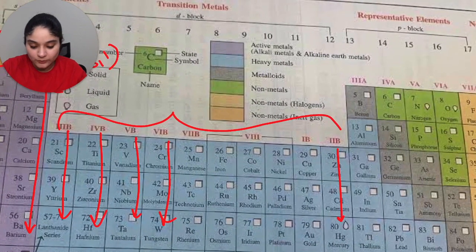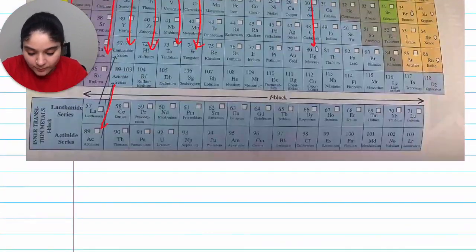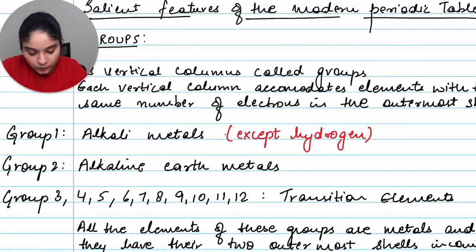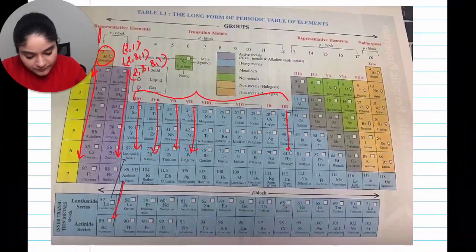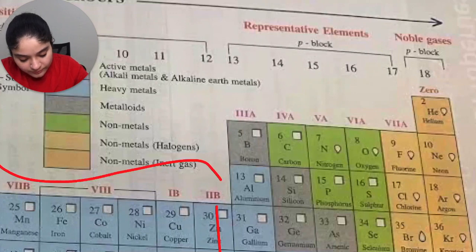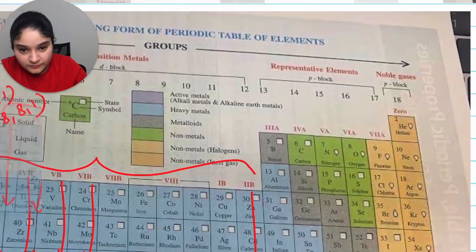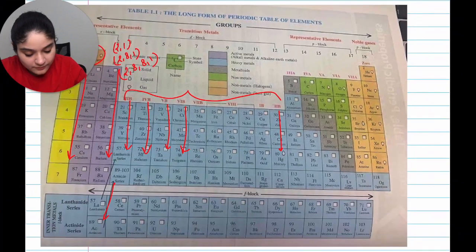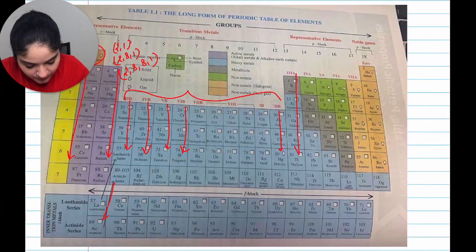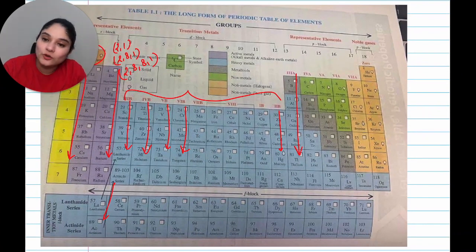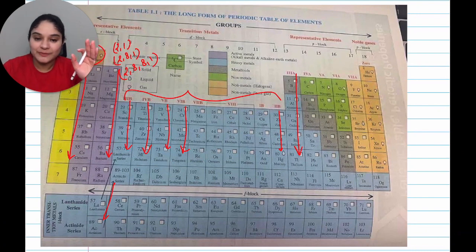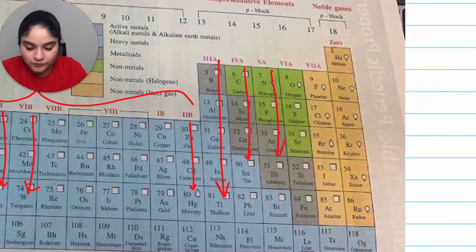Then let's move ahead to the next one. Next you have the boron family. So this is group 13 right here. Let me mark it right here. So why is it called boron family? It's only called boron family because boron is the first element. The second is your carbon family because carbon is the first element. Then you have the nitrogen family. Can you see carbon family, nitrogen family?